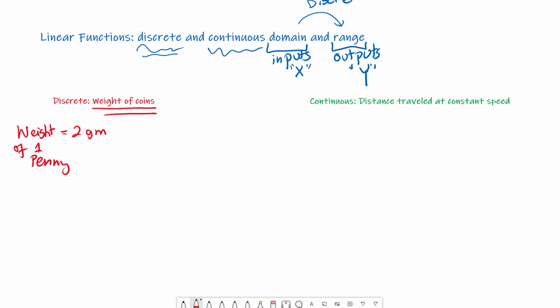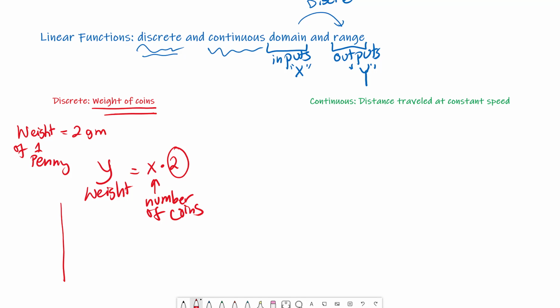equals 2 grams. So now if we look at the function that is defined for the weight of multiple coins, the weight for, say, x coins would be just x times 2, right? That would be our weight. So this would be the weight. This would be the number of coins. And this is the weight for each coin.